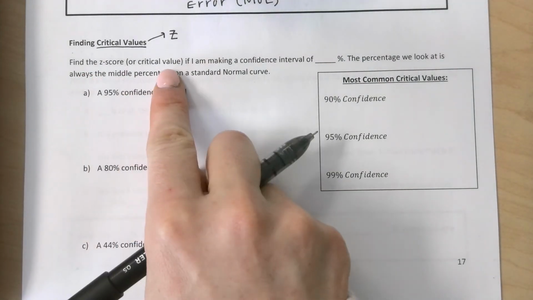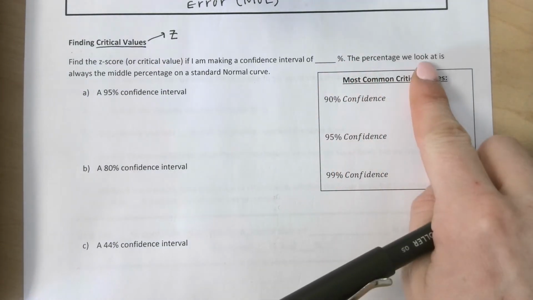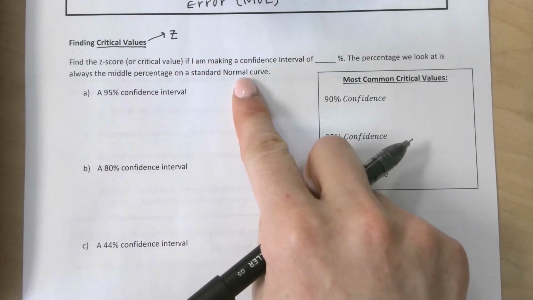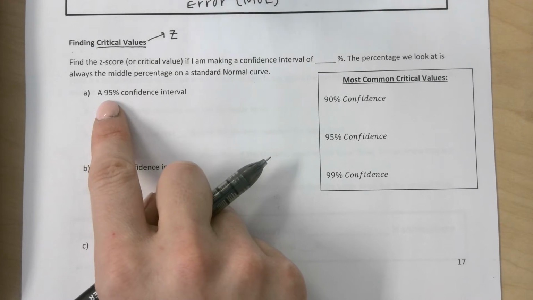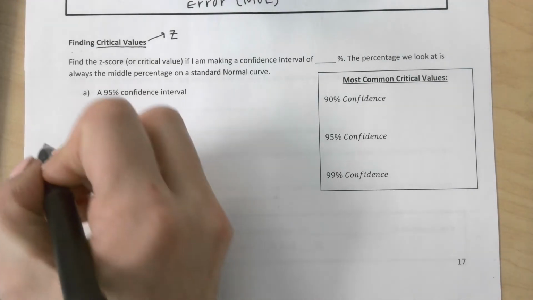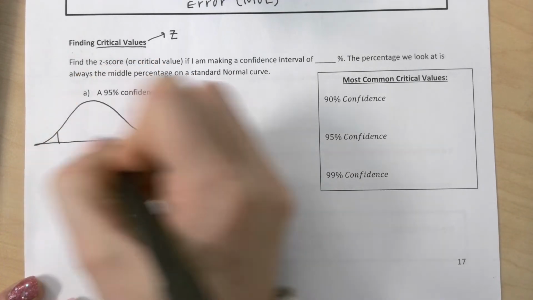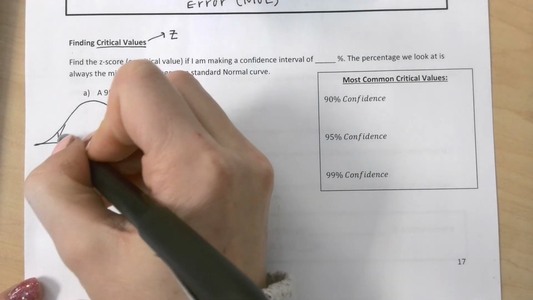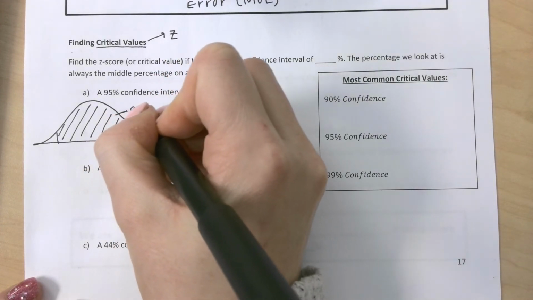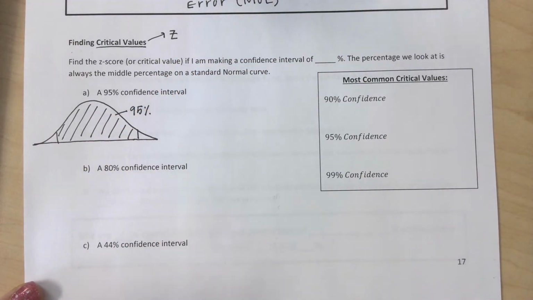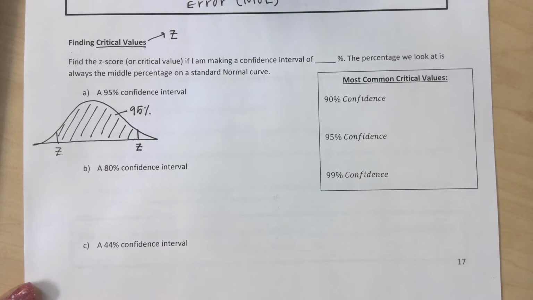Okay, so to find the z-score, the critical value, if I'm making a confidence interval of whatever percent, the percentage that we look at is always the middle percentage on that standard normal curve. So what they're going to do is say, I want you to create a 95% confidence interval. What that means is that when I draw my normal curve, I'm looking for the middle 95% of my data. So this area here in the middle should be 95% of our data. Our job is to find what z-scores cut off the middle 95%.